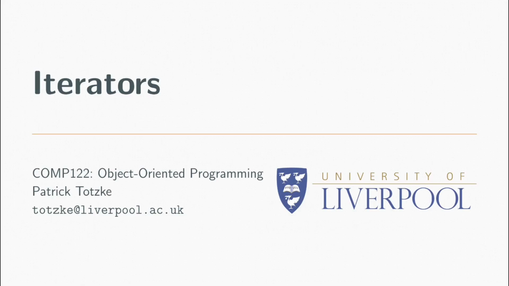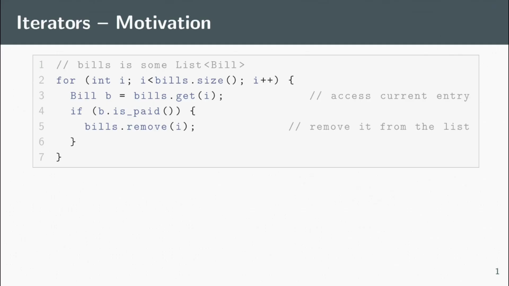Iterators are a design pattern that allows us to traverse elements of a compound data structure, such as a Java collection, in a safe way. Consider this example where we attempt to go through a list of bills and remove those that were already paid. We attempt to do this by letting an integer i range from 0 up to n-1, the last index, and access the current entry on the list by its index. But this is error prone and probably not what we want.